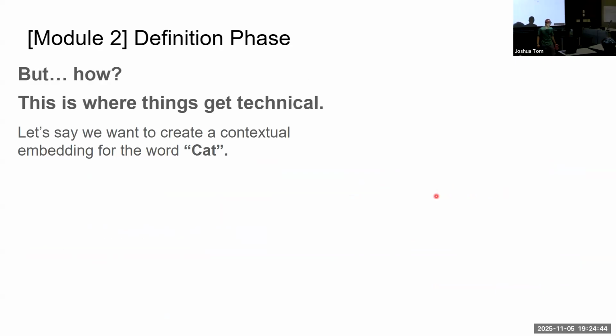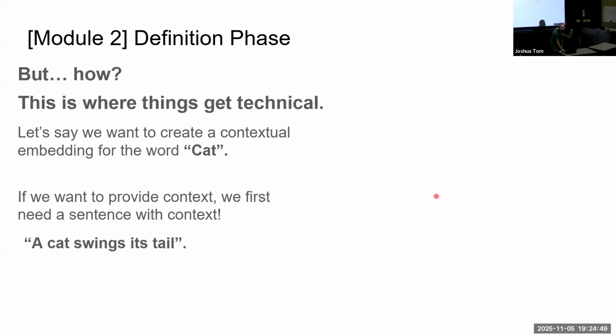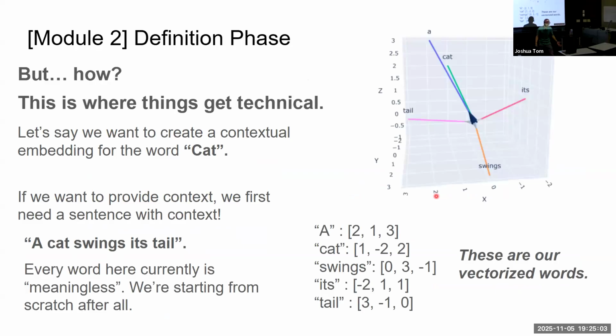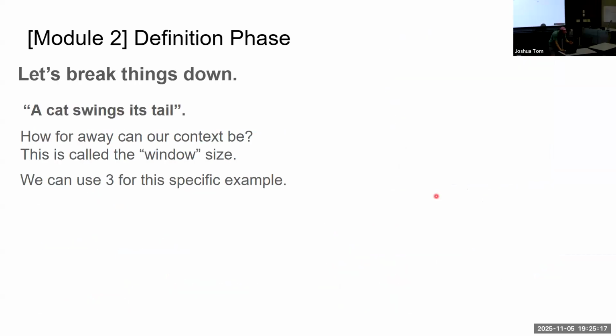So let's say we wanted to create the contextual embedding for the word cat. Just start with a sentence: a cat swings its tail. We're going to ingrain the idea of a tail and the word swings with the word cat. We can start with random vectors, again a toy example. Obviously, there are not 3 values representing these 5 different words, but you can think of it like that.